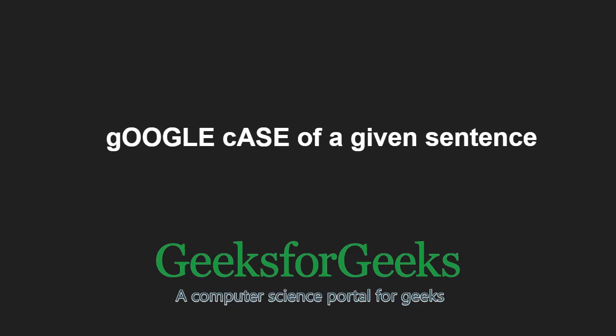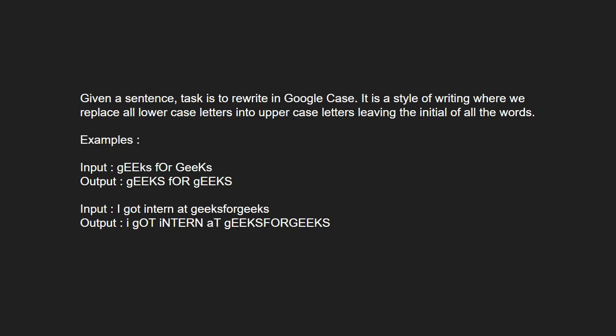In this video, we are going to understand the program which finds Google case of a given sentence. First, let us take some examples. Given a sentence, the task is to write it in Google case. Google case is a style of writing where we replace all lowercase letters into uppercase letters, leaving the initial letter of all the words. Next, let us see the algorithm.